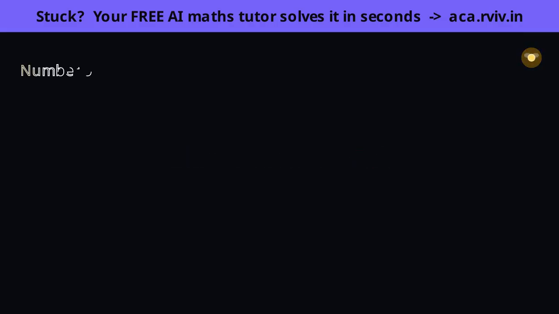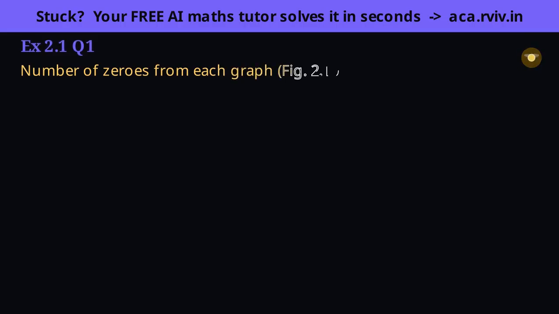Exercise 2.1 is pure graph reading. For each picture, we just count where the curve meets the x-axis. Let's be careful about what counts as a meeting. Let's fix the one rule first. The number of zeros equals exactly how many times the curve actually meets the x-axis, no more, no less, because a zero needs the height y to be 0, and that only happens on the axis itself.